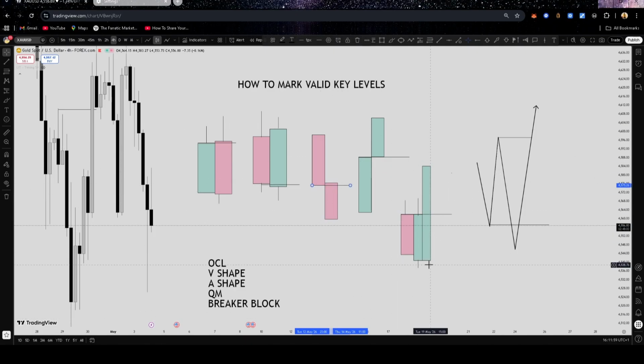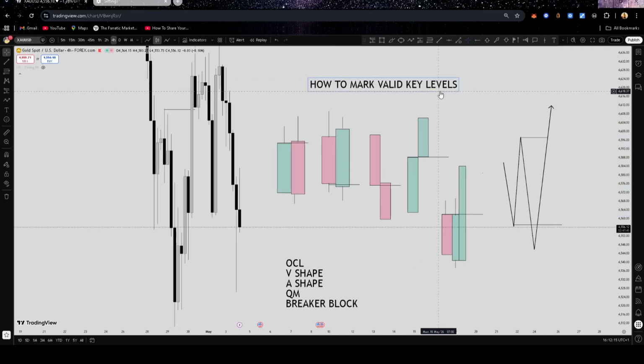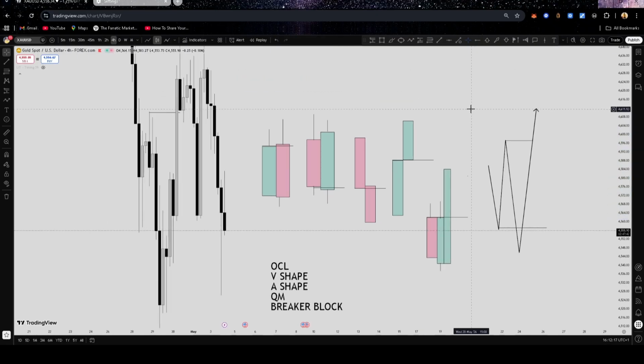And for a breaker block, you must have a fair value gap inside here. If you don't have a fair value gap, you must have a liquidity above. You are going to come to entry, and this will make more sense. For now, just understand how to mark a valid key level. When we move to the lower time frame, or when we move to entry, you are going to understand better.